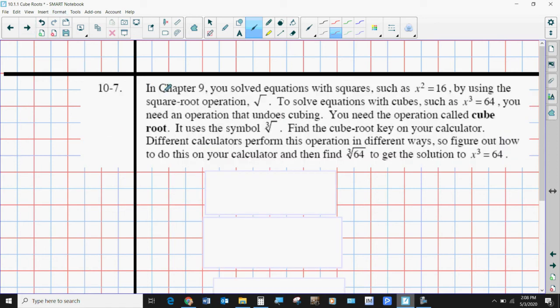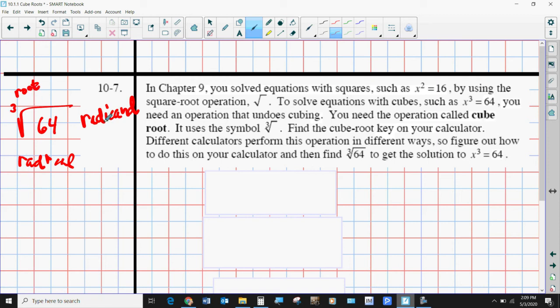All right. So in chapter 9, you solved problems with squares, such as x squared equals 16, by using the square root operation symbol. This symbol, remember, is called a radical. The number on the inside, like in the previous example, the 64, that is what we call the radicand. And the number out here, if there's no number written, then we default to the square root. But this number that goes right there is the root. And in this case, we're working with third roots.